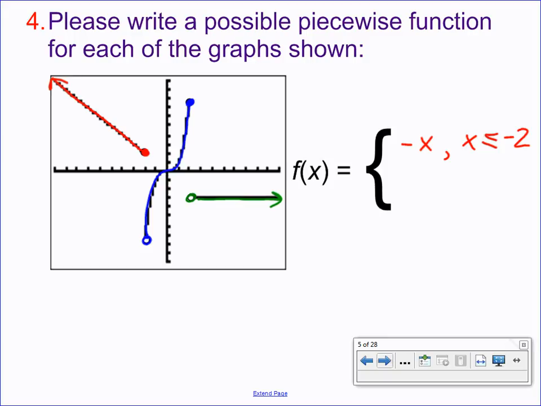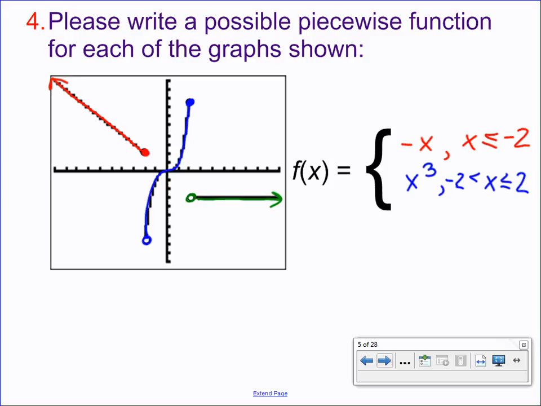Next up, the blue graph. The blue graph is my cubing function, the snake-shaped graph that changes curvature there at the origin. That blue equation is given by y equals x cubed. However, in this picture, it only applies when x is between -2 and +2. At x equals -2, this picture has an open circle, so it has to be a strict inequality symbol. At x equals +2, it's a filled-in circle. Therefore, I must have less than or equal to on the +2.